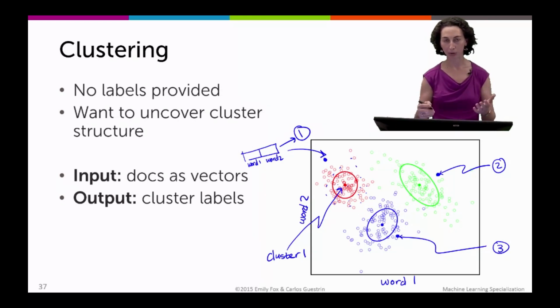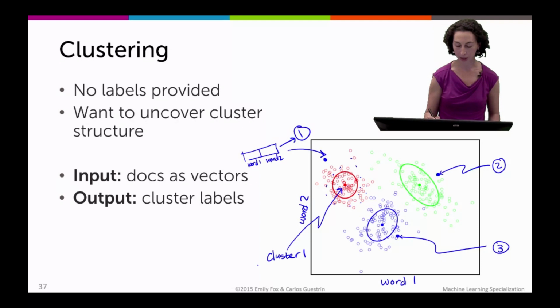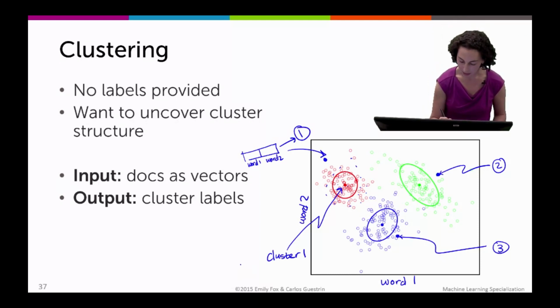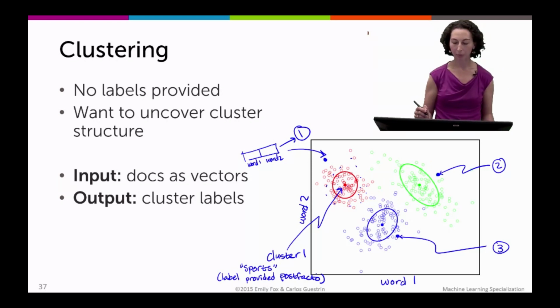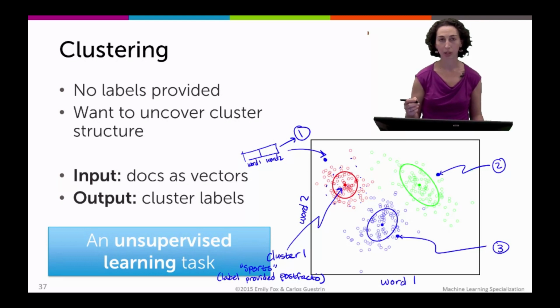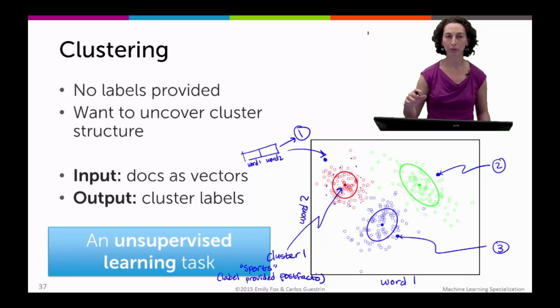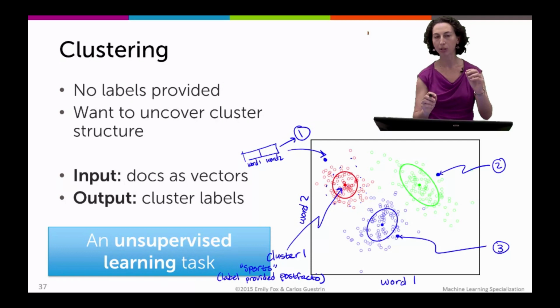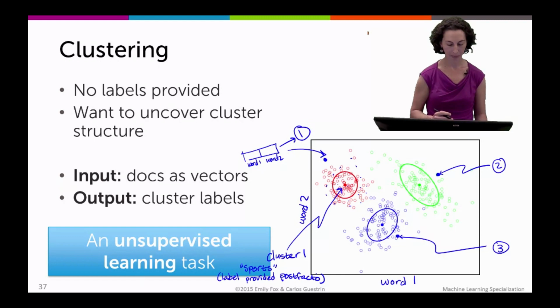And maybe what you could do is post facto, you could go through and look at some articles in cluster 1, and you could say that this cluster is really a cluster about sports. And I just want to write down explicitly that this label is provided post facto. Okay. Well, this is an example of an unsupervised learning task because we're operating without any labels. All we have are our observations, and we're trying to uncover some structure in these observations. So again, just to reiterate, the input are our word count vectors, and the output is for every document in the corpus, we're going to associate some cluster label with that document.